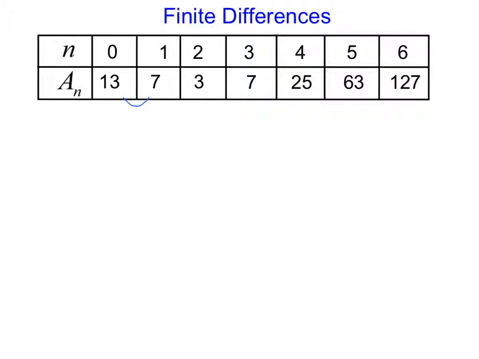So in this case it's 7 minus 13, that's negative 6, and then 3 minus 7, that's negative 4, and so on and so forth. So those are the first differences.